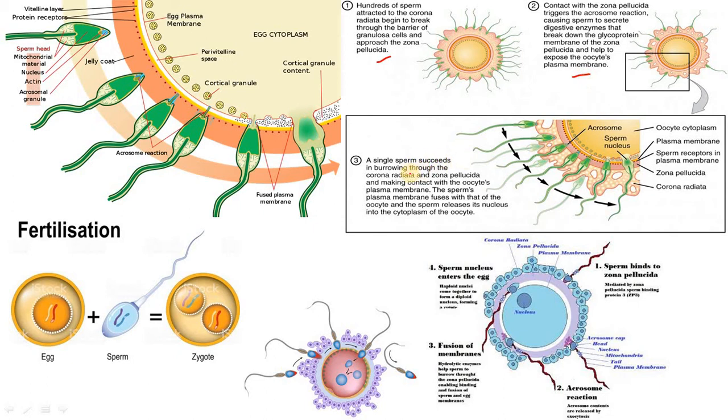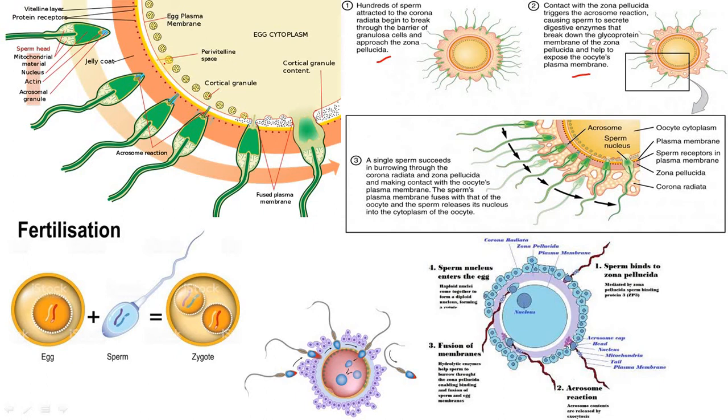Then the single sperm succeeds in burrowing through the corona radiata and zona pellucida and making contact with the oocyte's plasma membrane. The sperm's plasma membrane fuses with that of the oocyte, and the sperm releases its nucleus into the cytoplasm of the oocyte.